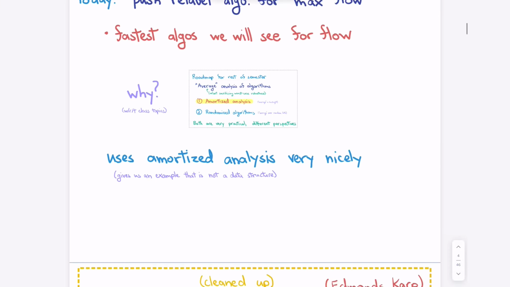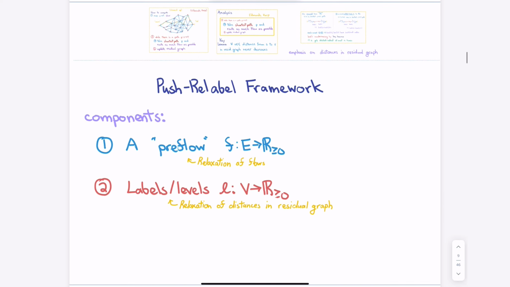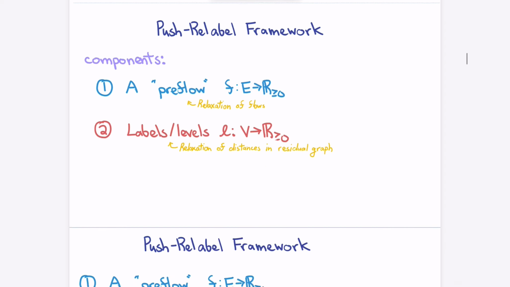So to remind you, we're looking at a particular kind of flow algorithm that doesn't actually maintain a real flow at any point in time. It's only a pre-flow where intermediate vertices are allowed to have too much flow. Okay? And it's also maintaining these levels, which are perhaps inspired in part by the proof of the Edmonds-Karp theorem, where distances played a role in a residual graph.